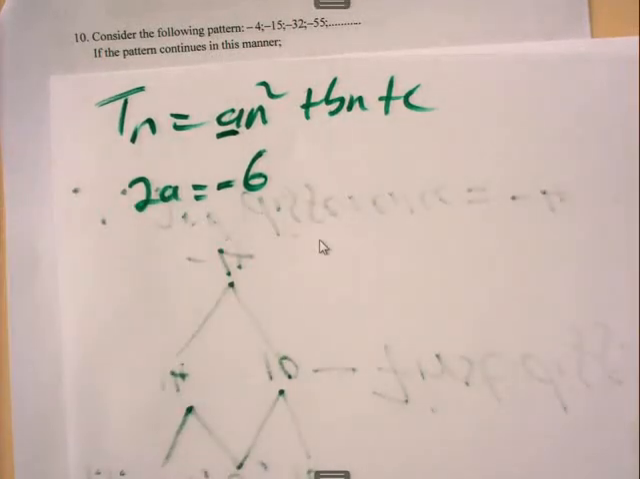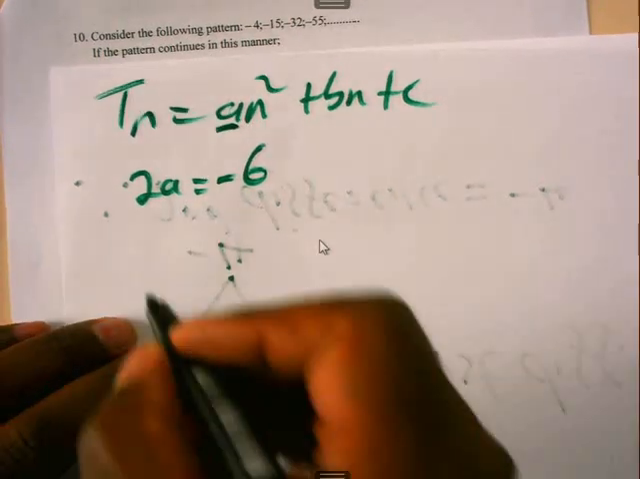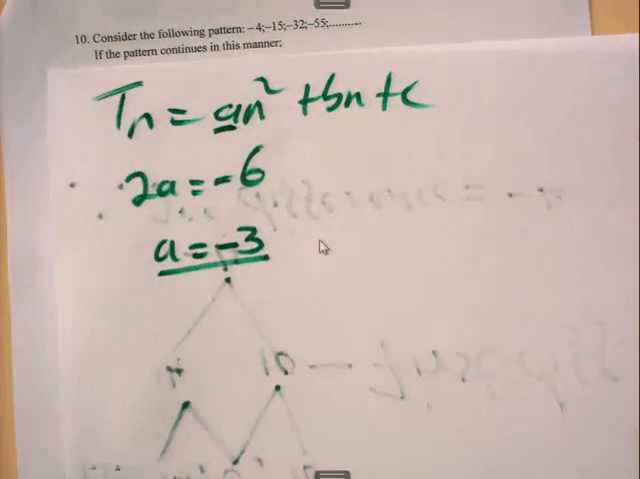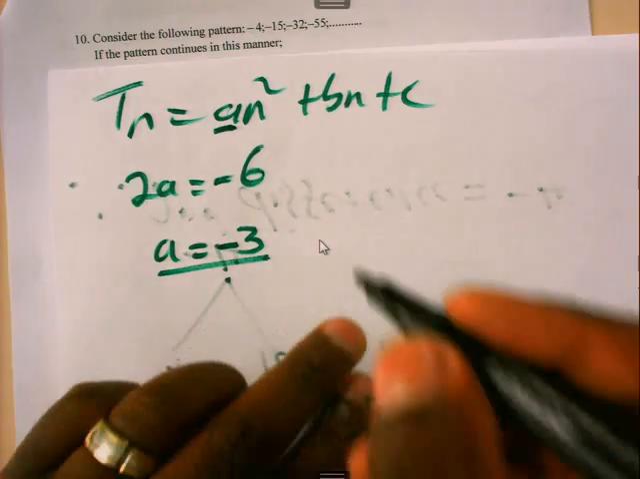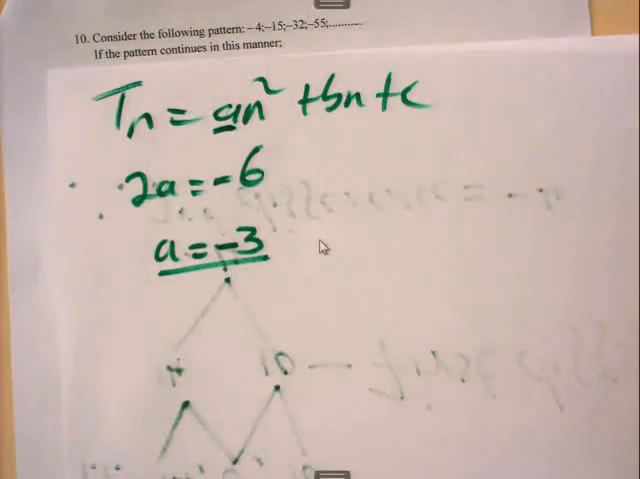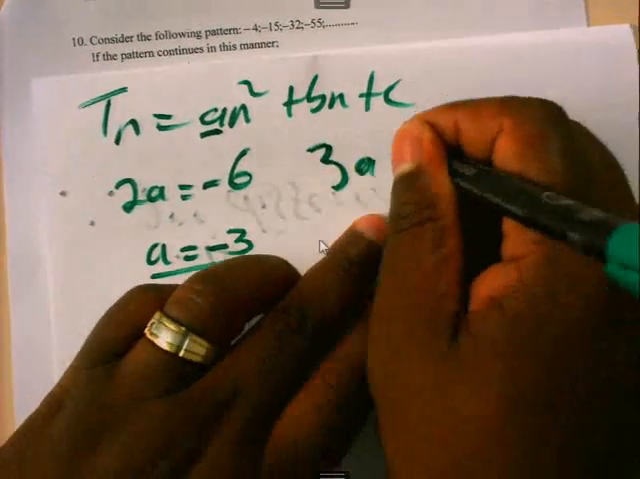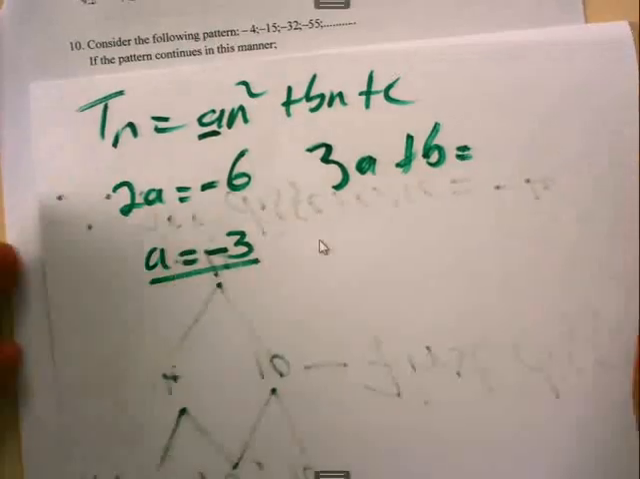So divide both sides by 2. Therefore, A is equal to -3. I hope that's clear. A is equal to -3. How do we determine the value of B? To determine the value of B, we said 3A plus B is equal to the first term of the first difference. Let's check the first term of the first difference.